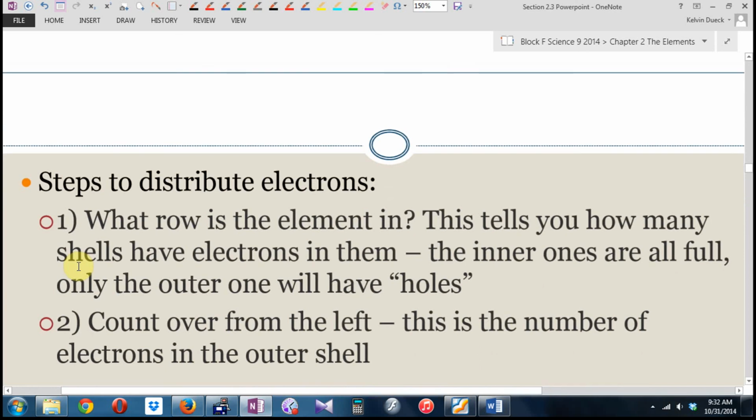Then you count over from the left. Start on the left and just start counting across in that final row. That tells you how many electrons to put in the outer shell. Oh, and the inner shells, just count the entire row above how many there are. That's how many go in the inner shell.